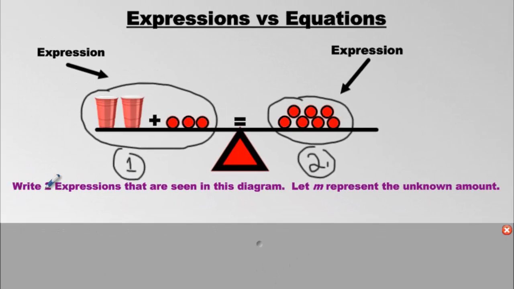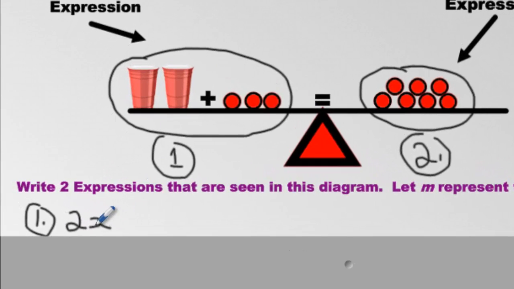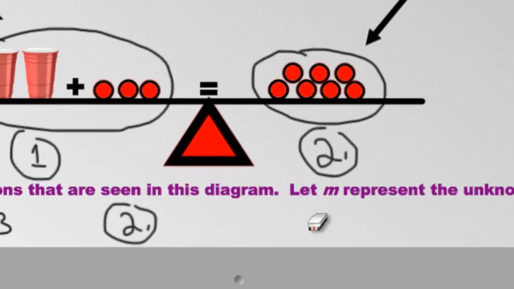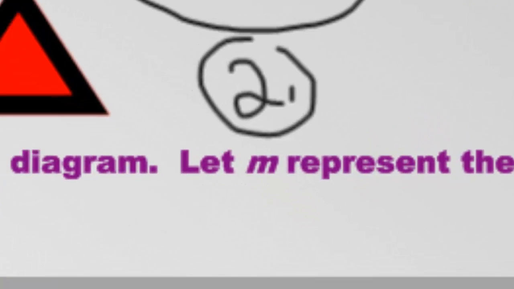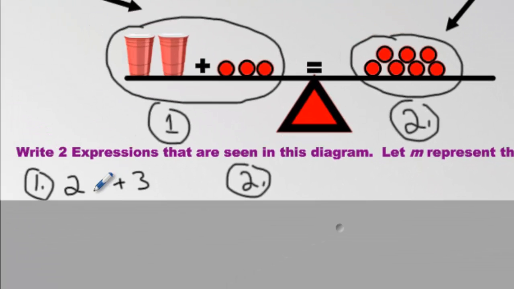The question asks, write 2 expressions that are seen in this diagram? Well, the first expression is not hard. It's just 2x, or any letter of your choice, plus 3 more. The second expression is, oh wait, we messed up here. We got to read the question. Mr. M, read the questions carefully. It says, let M represent the unknown amount. So we got to erase that. We got to write M. Right. And this side is just going to be 7. There's no M involved because we can clearly see that we have 7 marbles.